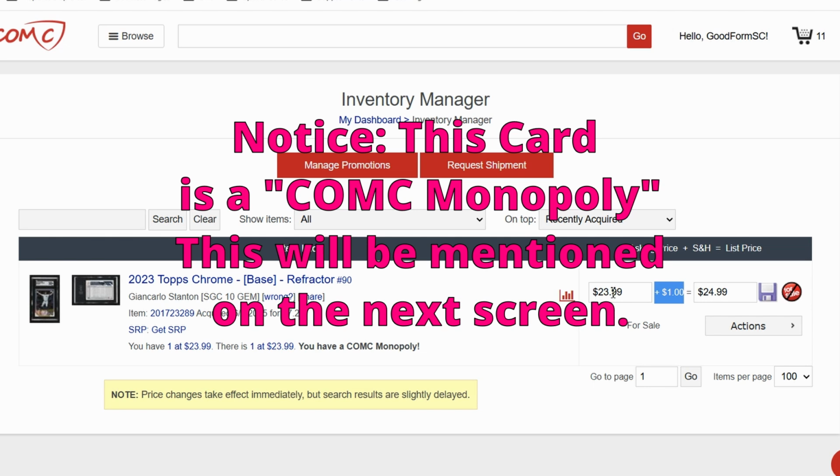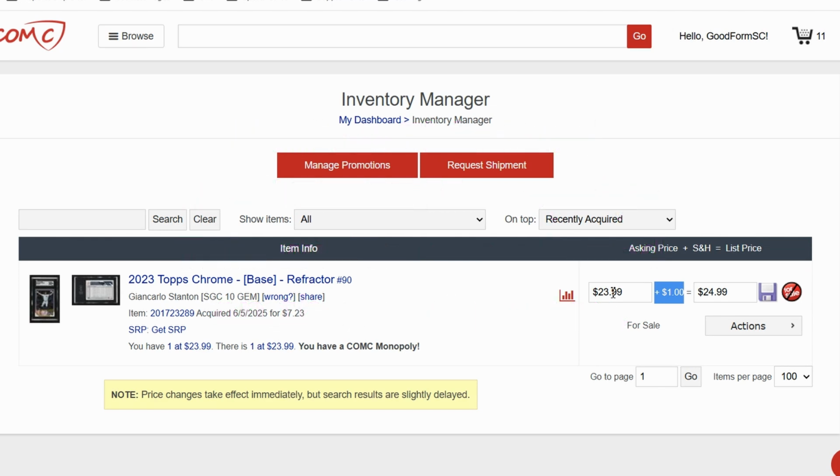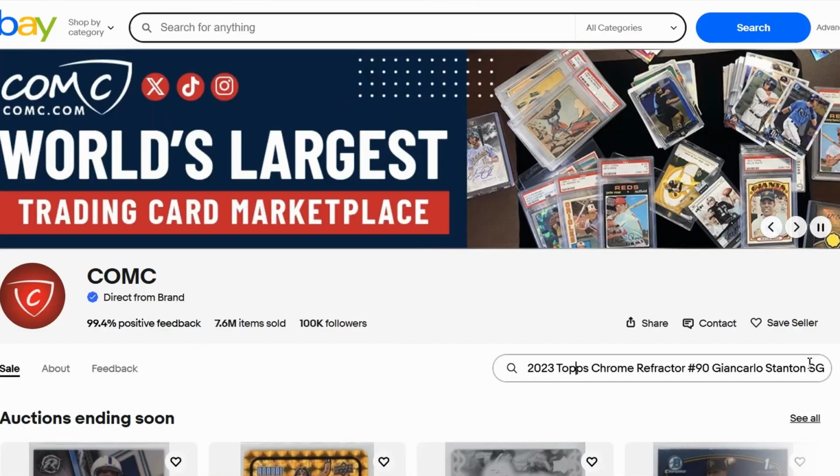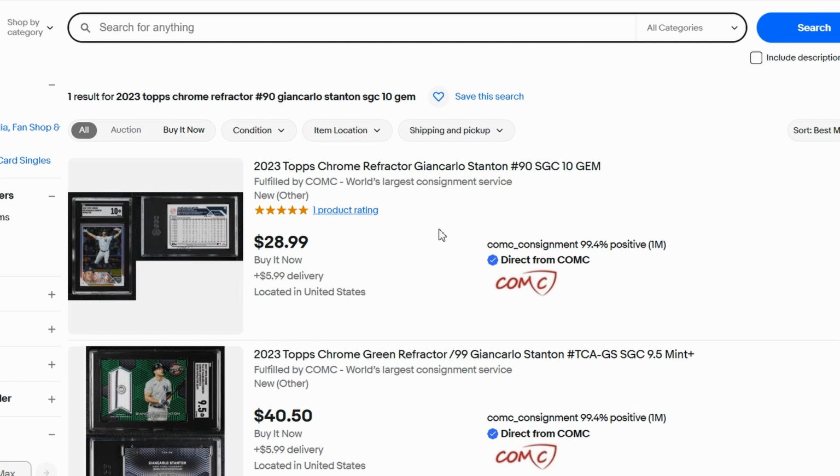So if somebody goes in here and whacks the buy it now, they're paying $24.99. Let's assume that buyer's you and you want this card. $24.99 is what you're going to need to pay directly in COMC. Now I'm going to jump over to eBay and show you what it looks like there. So I've got the search bar all loaded up here. We are going to pull this up, and you can see here is the same card on COMC. Why I know it is the exact same card we just talked about is on the previous screen, it showed that it was a COMC monopoly, meaning it's the only one listed on the platform.